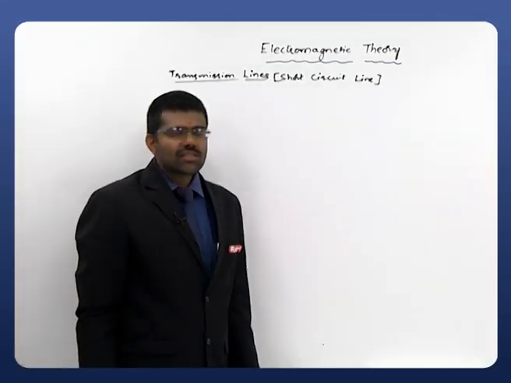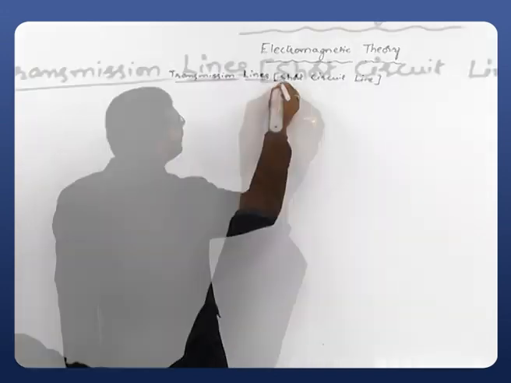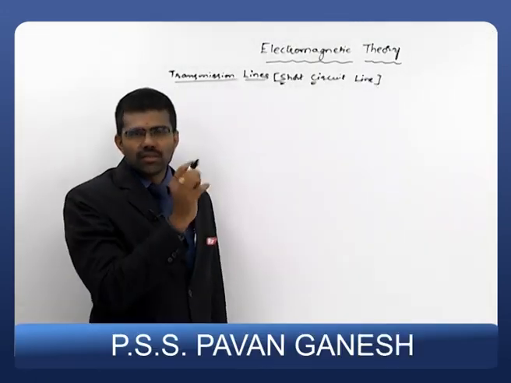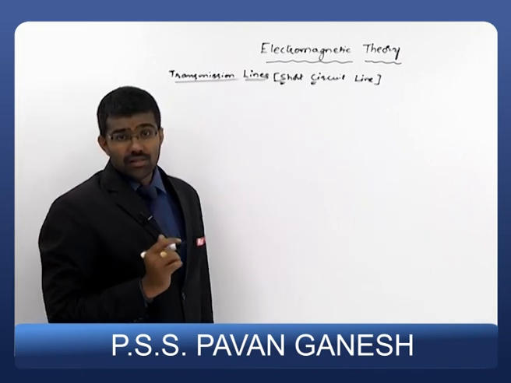Now we will start our analysis with a simple line, a short circuit line. In most cases they will take the letters S and C to represent a short circuit line, that will be taken as SC line. Remember that point. Now what is a short circuit line?